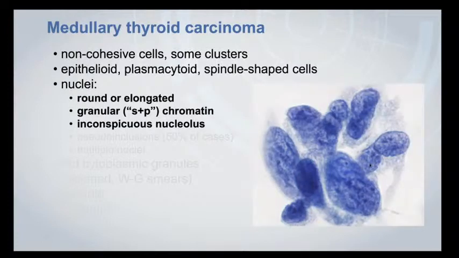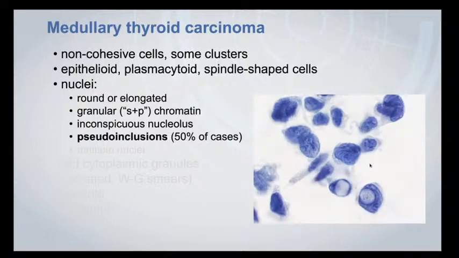Now, the nuclei can be round or elongated or very spindly in appearance, but they typically have a salt and pepper, classically neuroendocrine chromatin pattern, which I'm showing you here on this high magnification image. This is what we typically call a salt and pepper chromatin pattern. It's somewhere in between the more heavily granular appearance of normal follicular cells and the very finely textured chromatin of a papillary thyroid carcinoma. Now, typically, the nucleoli are inconspicuous in medullary thyroid carcinoma, although there are exceptions to that.